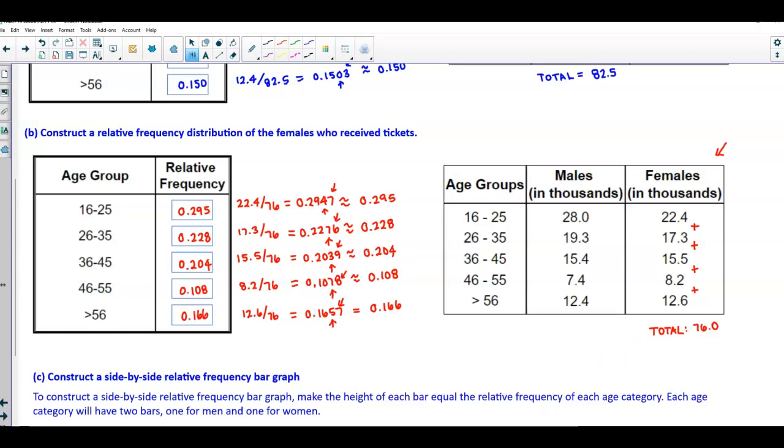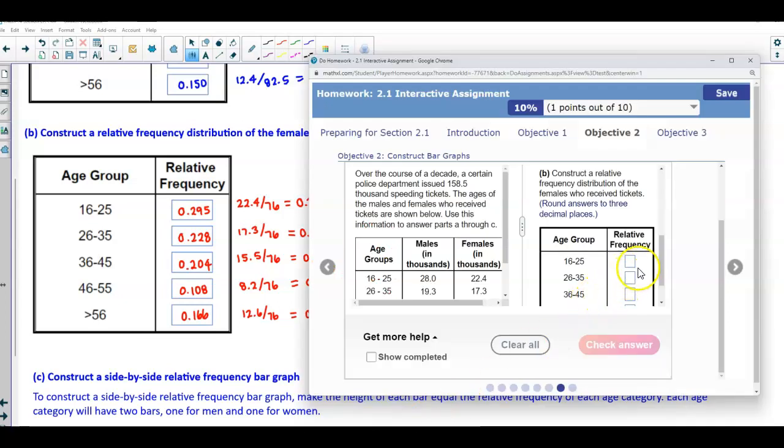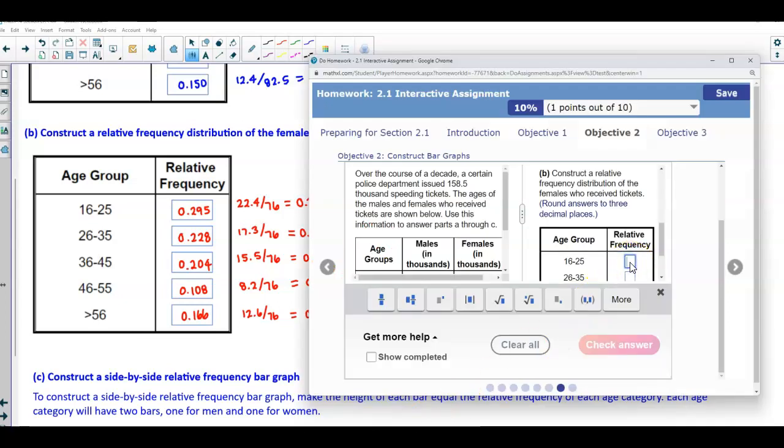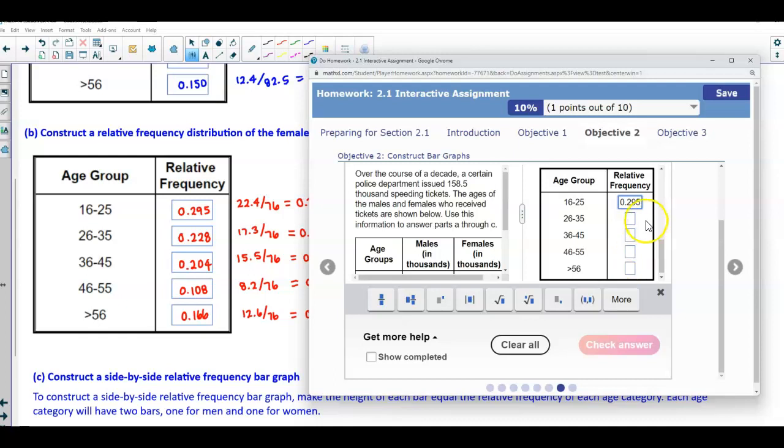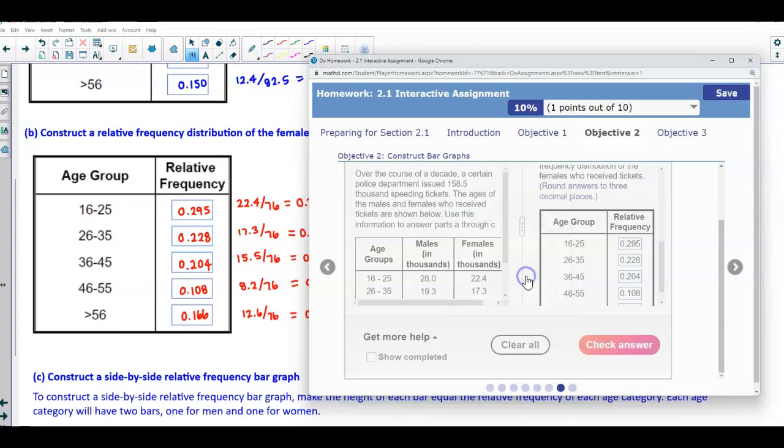Okay, so let's go ahead and put those values in to check. So for the 16 to 25, we have 0.295. For the next one, we have 0.228. The next one, we have 0.204, 0.108, and 0.166. And let's check our result. And there is our answer.